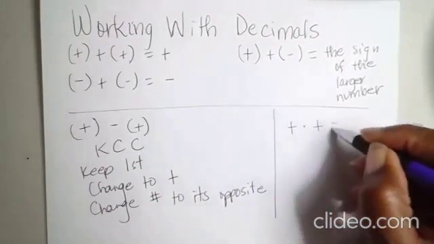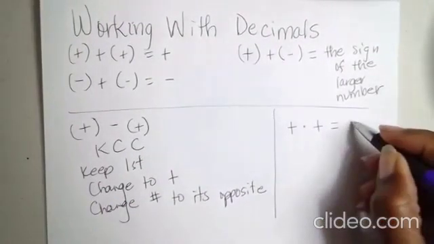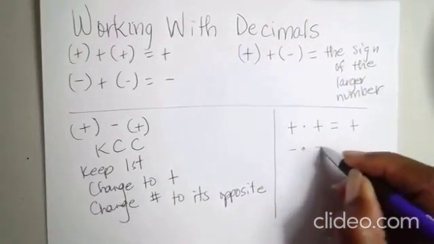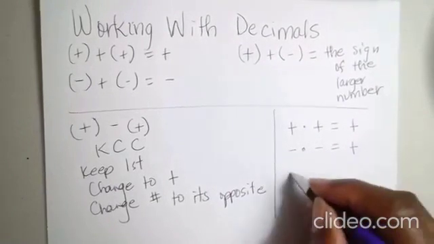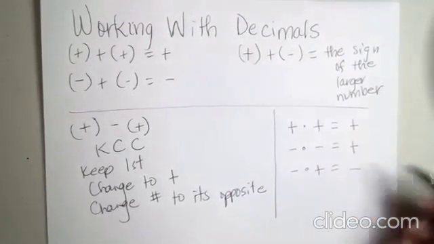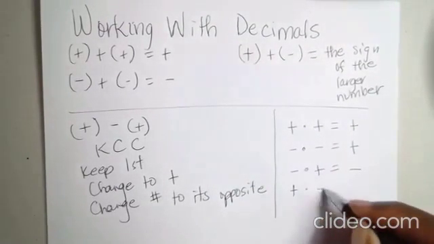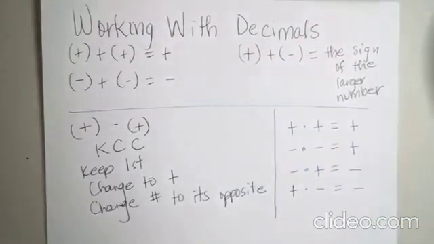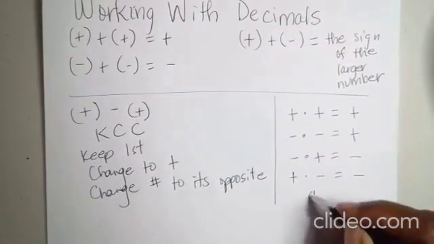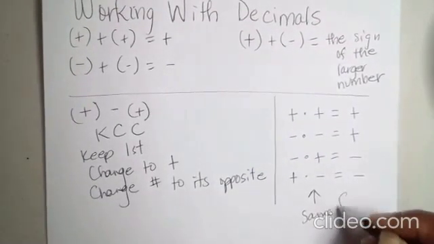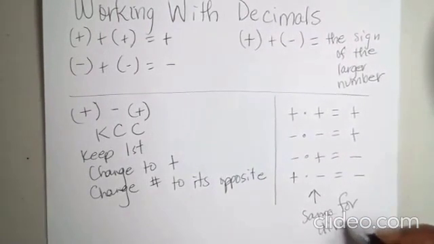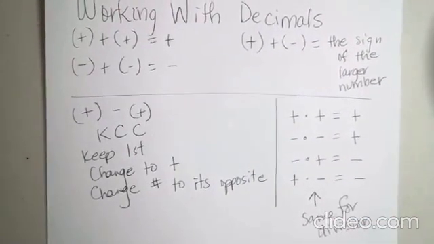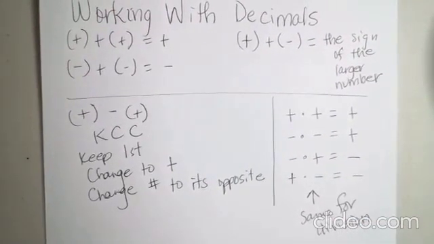The rules for multiplying and dividing are the same. Positive times a positive equals a positive. Negative times a negative also equals a positive. Negative times a positive equals negative, and positive times a negative also equals a negative. These rules are the same for division. So these sets of rules carry over with rational numbers completely. Whether you're working with integers, fractions, or decimals, these rules carry over either way.